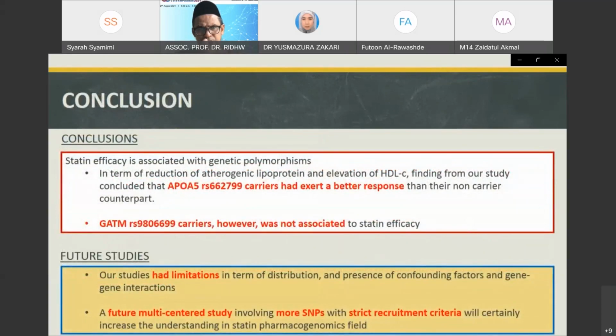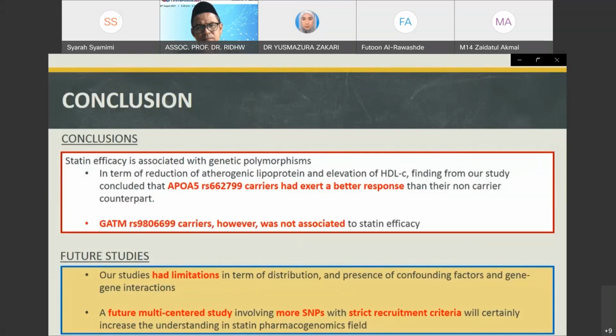As a conclusion, to answer our problem statement, whether there is any association between these genetic polymorphisms and statin efficacy in reducing lipid level? Yes, statin efficacy is associated with genetic polymorphisms, in which we found that ApoA5 RS662799 carriers exerted a better response than their non-carrier counterparts. While for our second SNP, GATM RS9806699 carriers, it was not associated with statin efficacy.